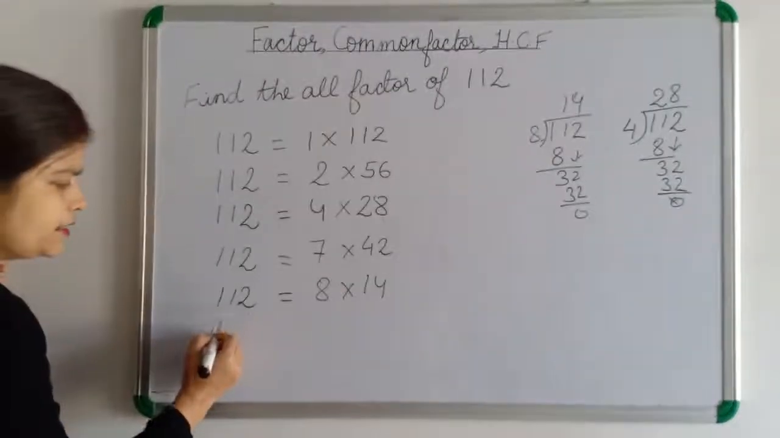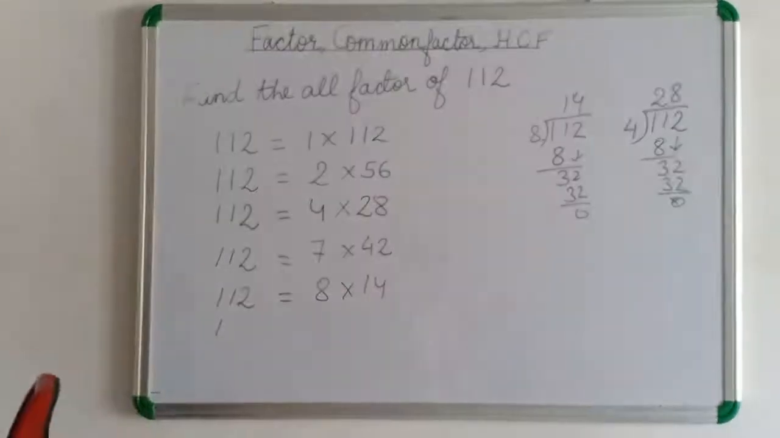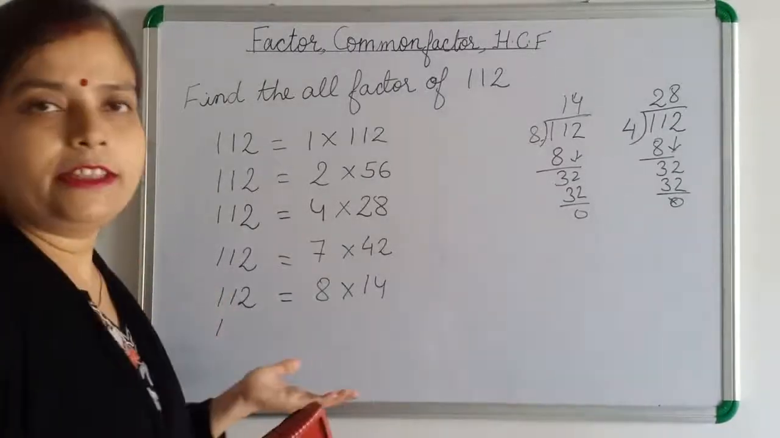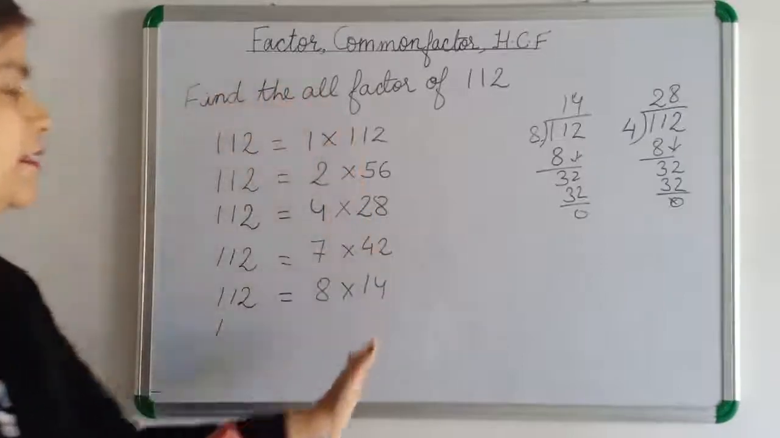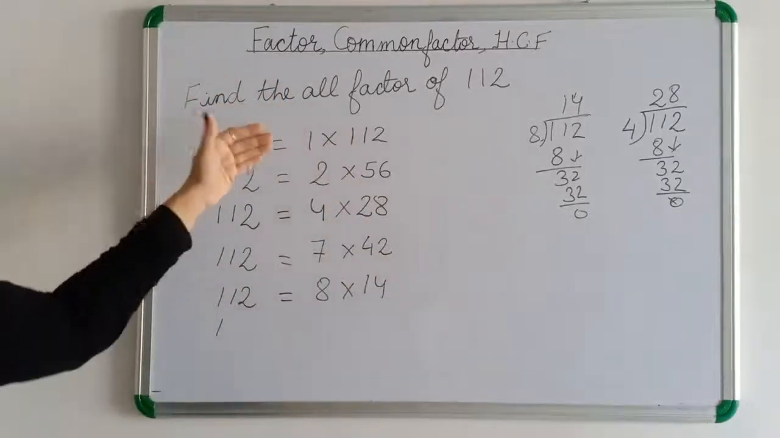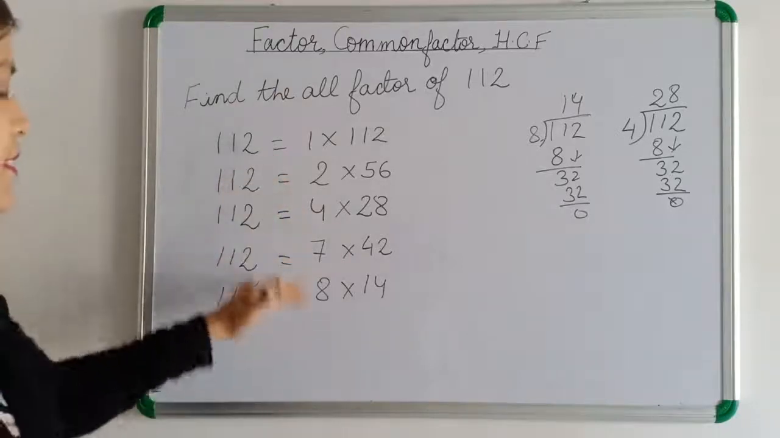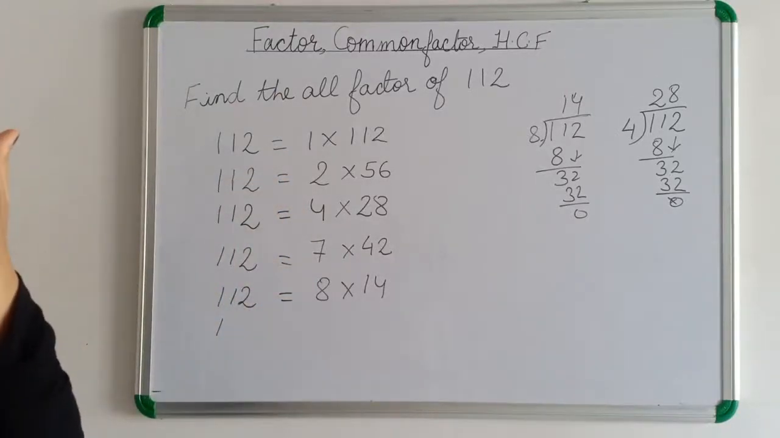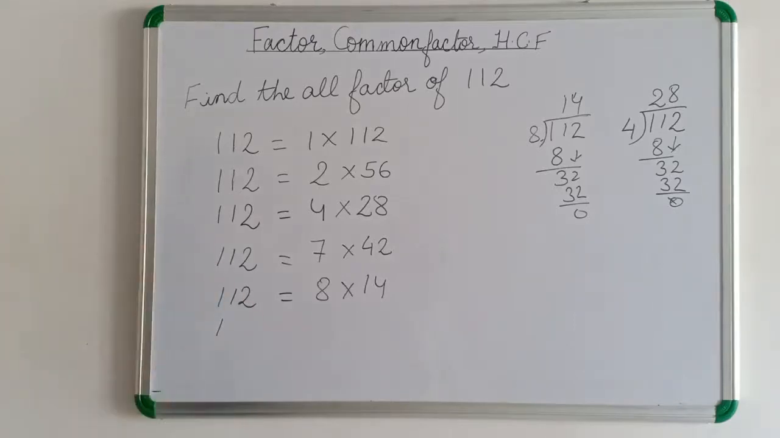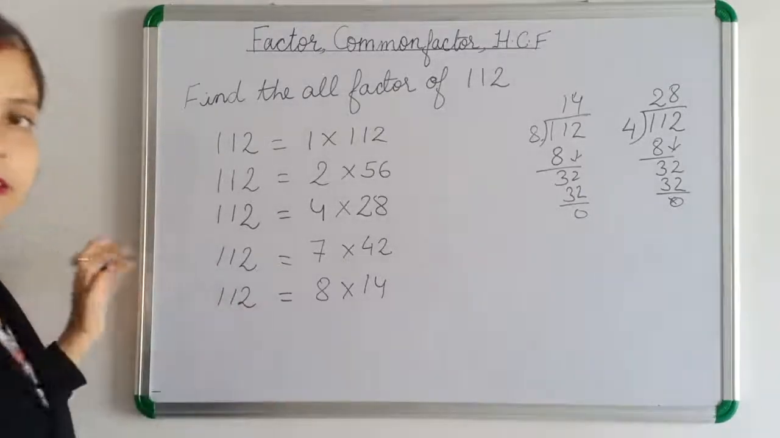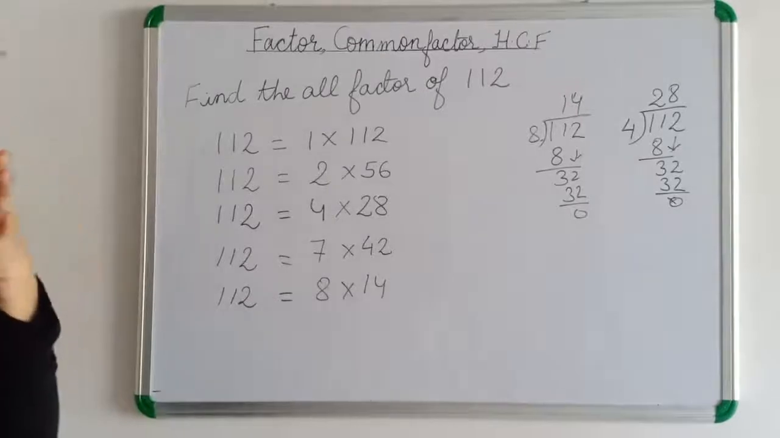Now again you find whether 112 is divisible by 9 or not. You can divide and you can find also. One by one you find by dividing each number, 1, 2, 3, 4 like this. So it is divisible by 8. It is not divisible by 9. Not divisible by 10. Not divisible by 11, 12, 13. Not divisible by these numbers.